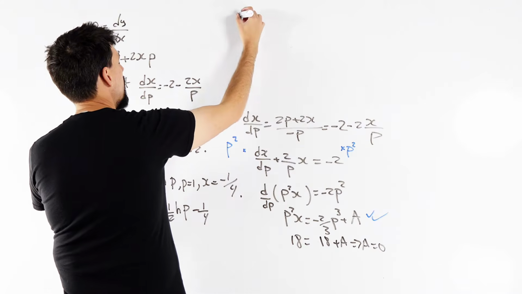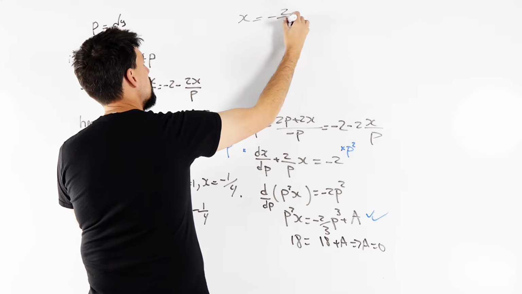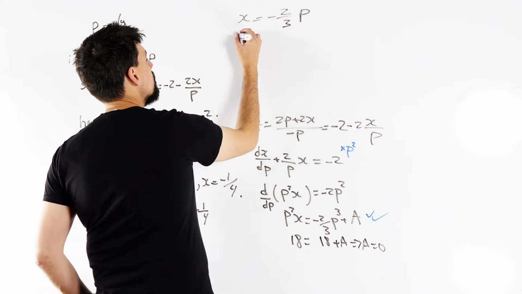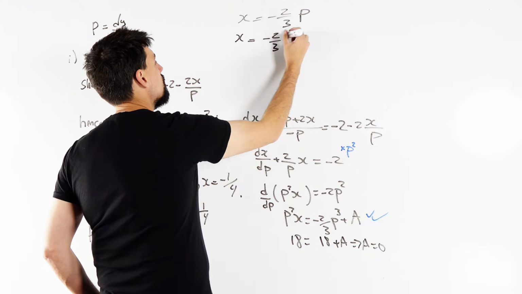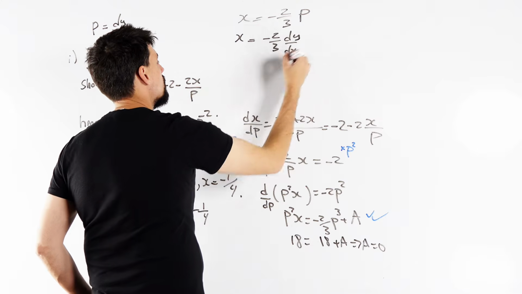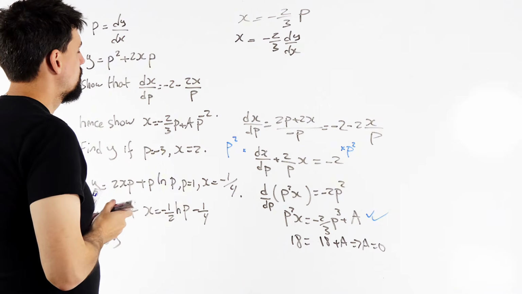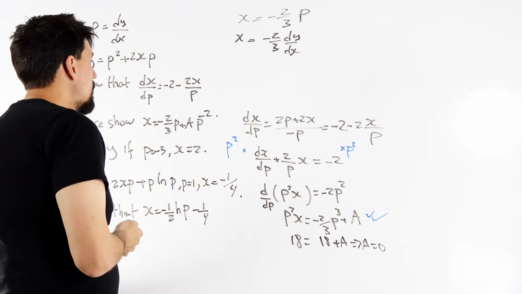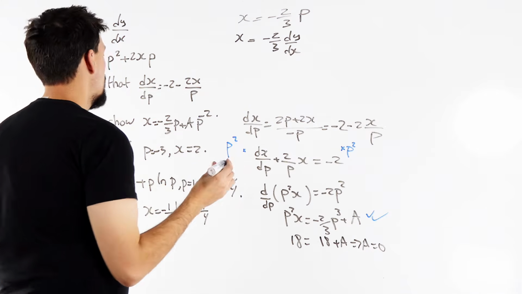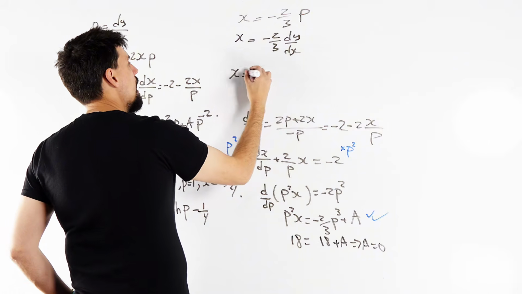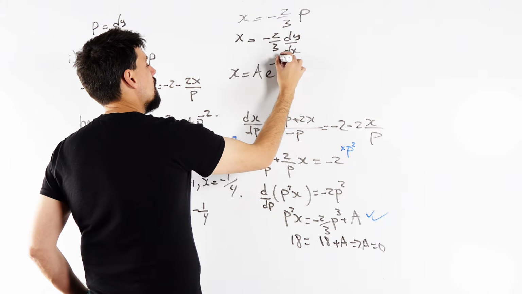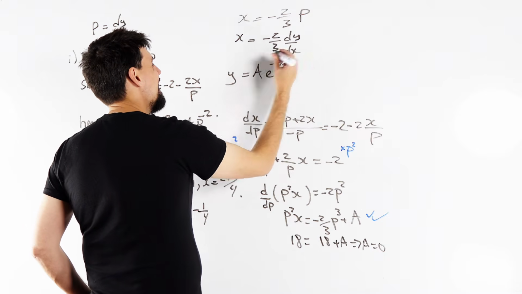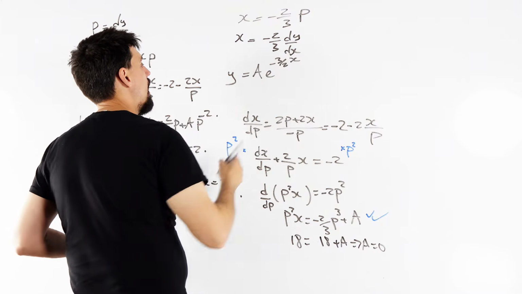x is minus 2/3 of p, but p is dy/dx. Which will give me y is A e to the minus 3 over 2 x, I do believe.